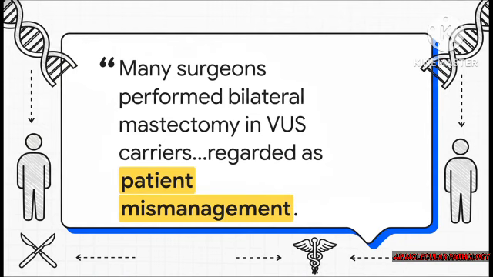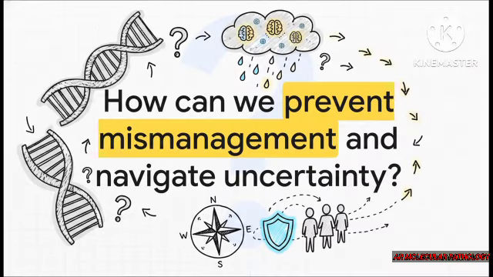This quote here highlights the absolute most extreme examples, where VUS results in genes like BRCA were taken as pathogenic, leading to irreversible surgeries. This is exactly the kind of patient mismanagement we have to prevent. So that really brings us to the most important question of all, right?